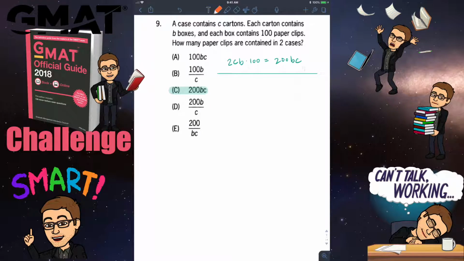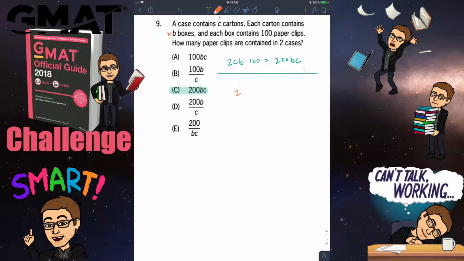So for this one, let's say a case contains 1 carton, and then each carton contains 2 boxes. So I just give these 2 numbers to C and B. And then I read the question again and try to answer it. A case contains 1 carton. So in 2 cases, we have 2 cartons.